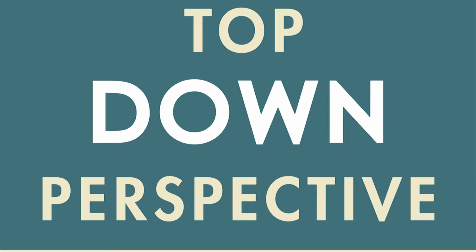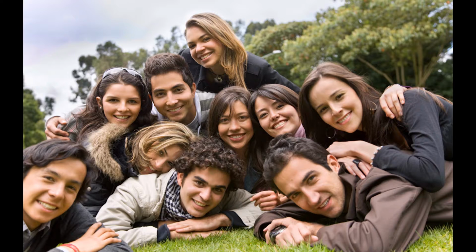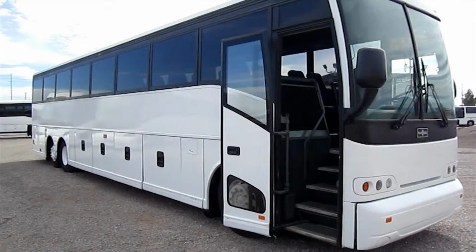Top-down step number 1. Time. How much time is it going to take for you to put together this event? Will there be other people that you'll need to help you accomplish this? Top-down step number 2. Services. Since you'll be traveling, you'll need to be able to provide transportation for this event. How much does transportation cost? What kind of transportation should you get?